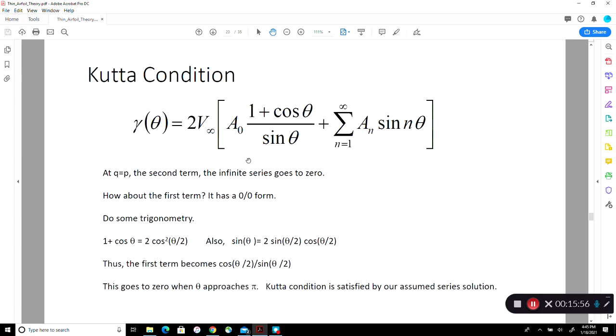So here is L'Hopital's rule, or you could say 1 plus cosine theta is 2 cosine squared theta over 2. Sine theta is 2 sine theta over 2 cosine theta over 2. Therefore, the first term will become just cosine theta over 2 divided by sine theta over 2. If you put theta equal to pi, this will become 1, this will become 0. Therefore, this term goes to 0 at the trailing edge. So the Kutta condition is satisfied. So this is the series that they decided to use. We will stop this part of the video at this point and continue with the next video.